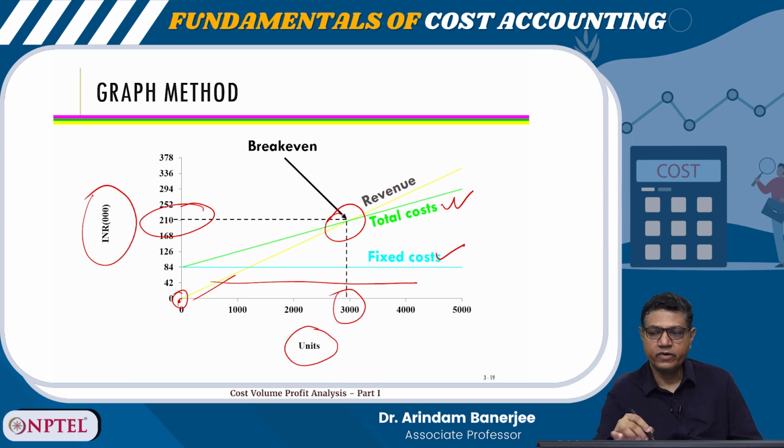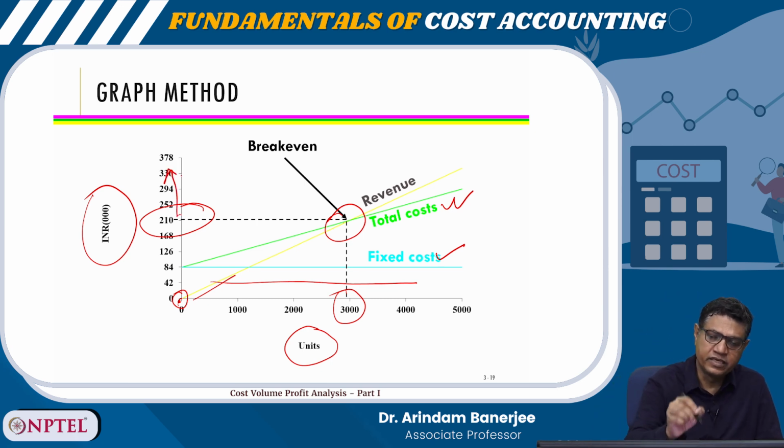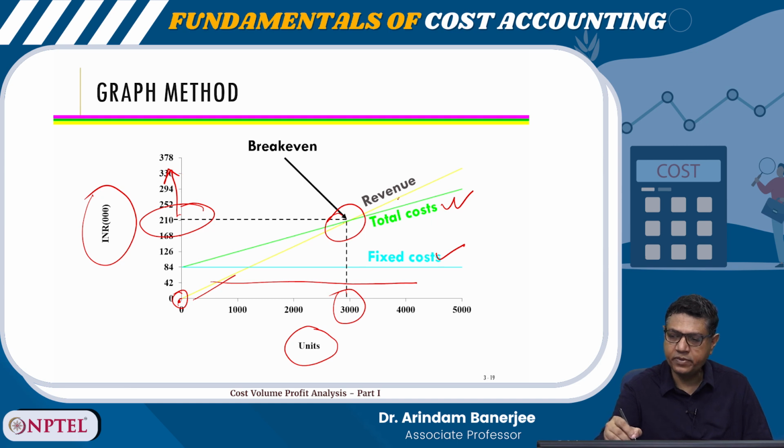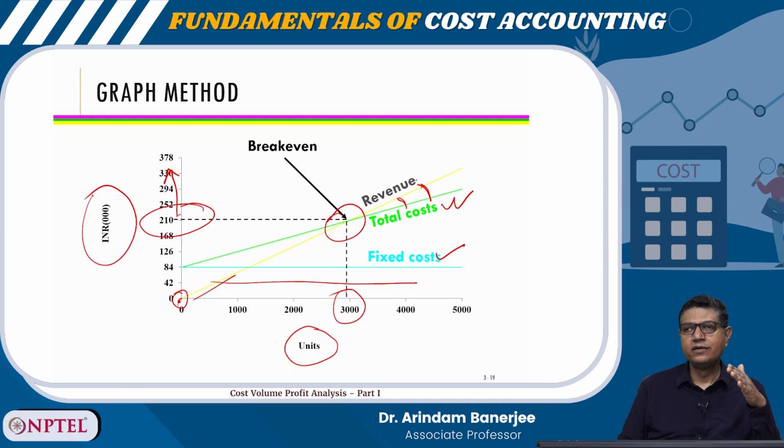And you see here, once the production level moves up from here, this gap is increasing. That is the gap between the revenue line, the yellow line, and the total cost line, the green line. This gap is increasing and the company is earning more and more profit. The opposite is also true. Here you see the total revenue line is lower than the total cost line. So, here it is incurring losses.